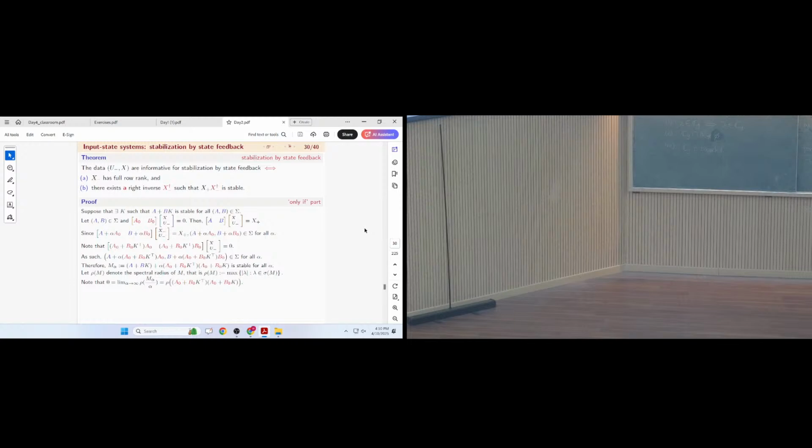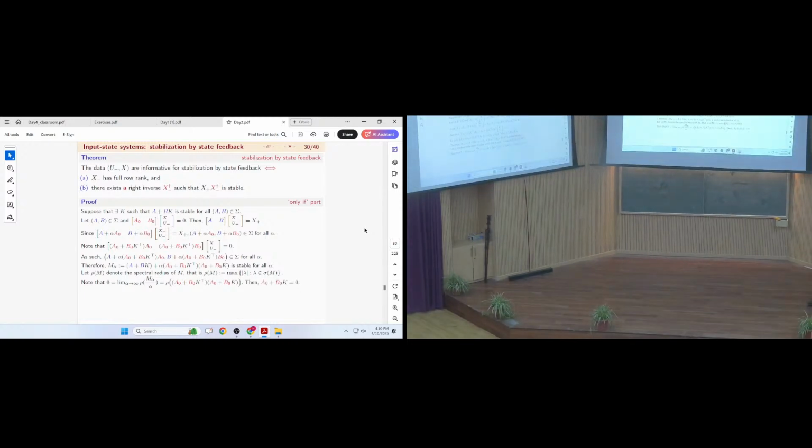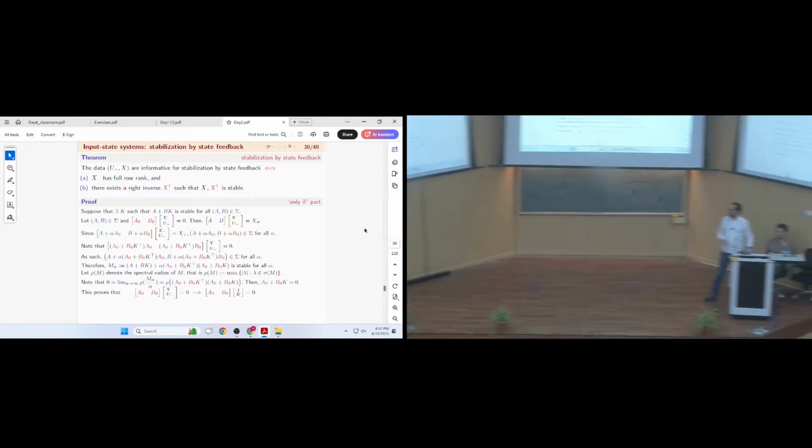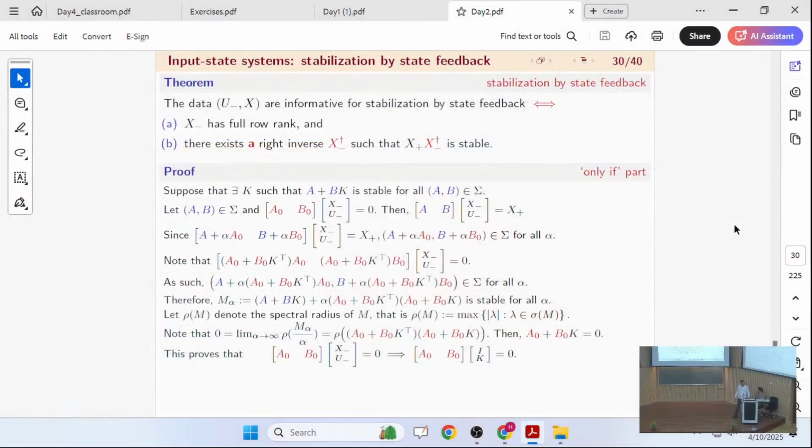And then the rest is the same, because I don't need to invoke any arguments related to CG anymore. First, I see that A0 plus B0K must be 0, and this holds for any A0, B0 with that property. Therefore, I can conclude that identity K needs to be equal to X minus U minus times F for some F. And that F needs to be a right inverse of X minus because identity is equal to X minus F.